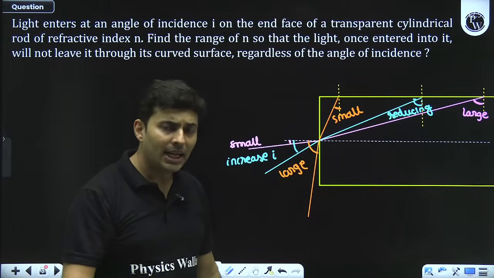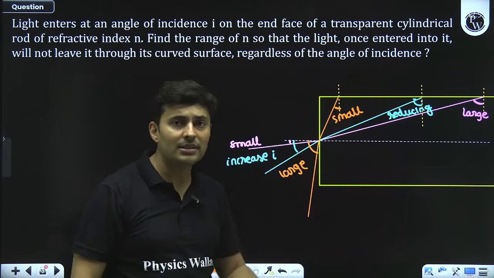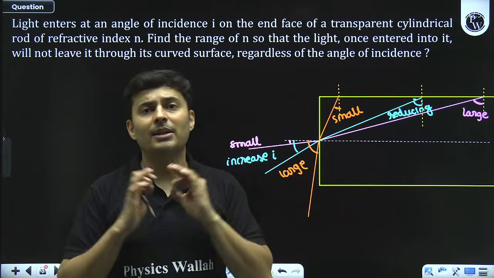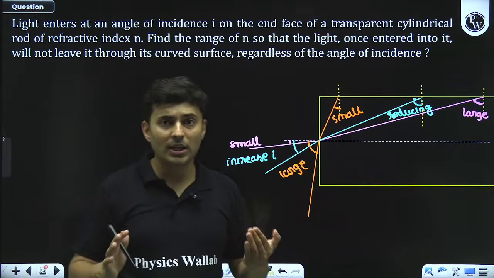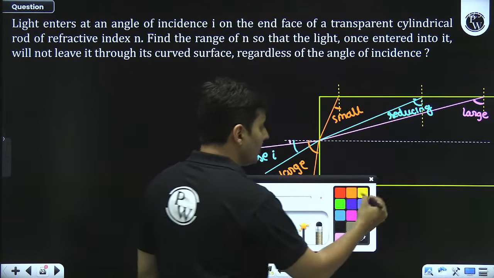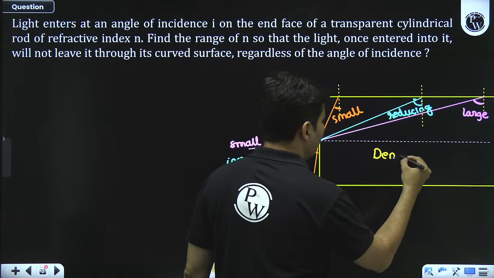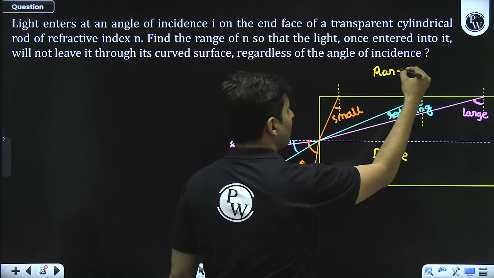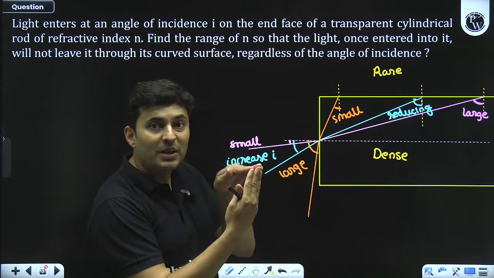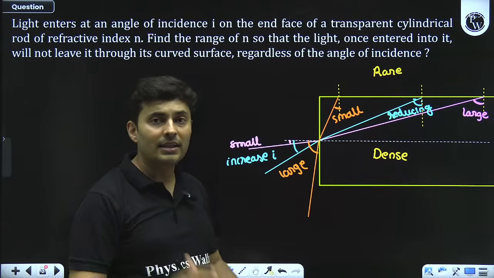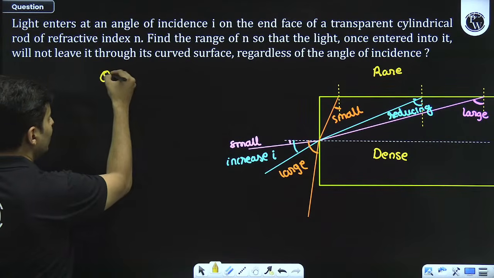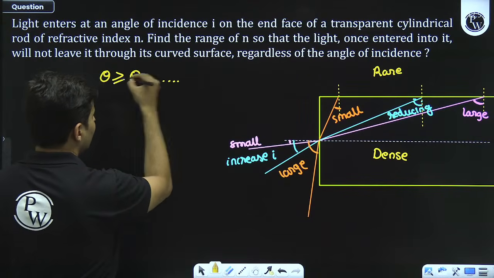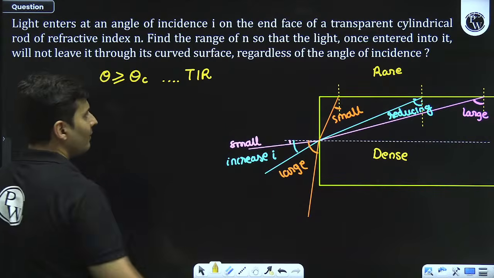If for that ray it gets internally reflected on this surface, I am 100% sure that it will get internally reflected for everything else. How does total internal reflection work? We know that if you are inside a dense medium and the ray is trying to exit into a rare medium and the angle of incidence is bigger than the critical angle, then it gets internally reflected. So if theta is more than theta critical, it gets totally internally reflected.